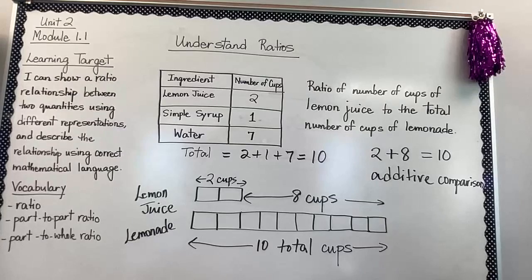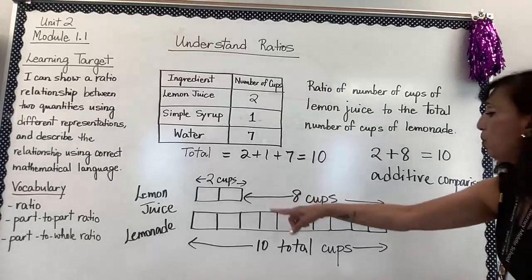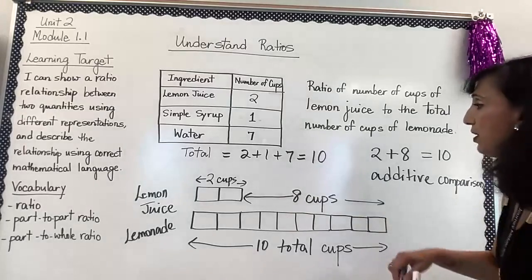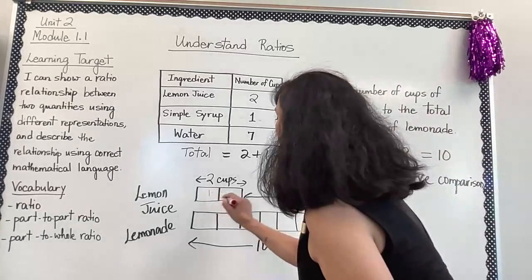So again, to make one batch of lemonade, you need 2 cups of lemon juice, right? So if I'm looking at what I've just drawn out over here, think of it this way. For 2 cups, I have this 1 and 1.